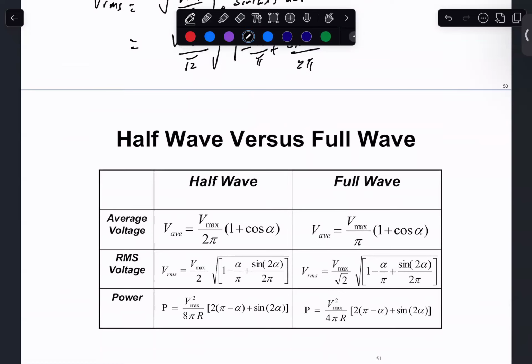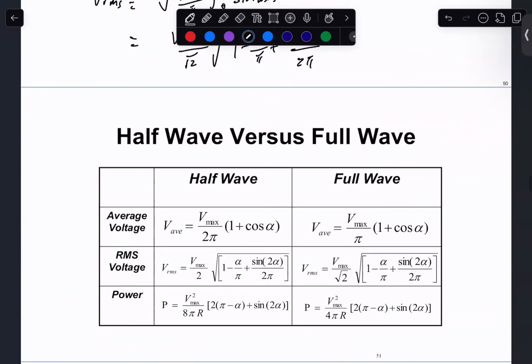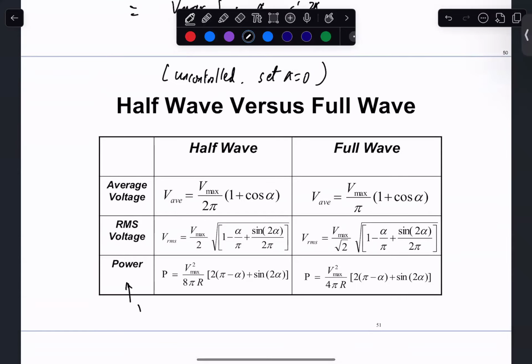And again, to summarize everything, we can put things together. We have average voltage, RMS voltage, and power consumed. This is a bunch of formulas for the controlled rectifiers. For the uncontrolled rectifier, set alpha equal to 0, so you don't need to write two different formulas. You can just write these formulas and set alpha equal to 0. And the power calculation is just VRMS squared over R. It's just the whole thing.